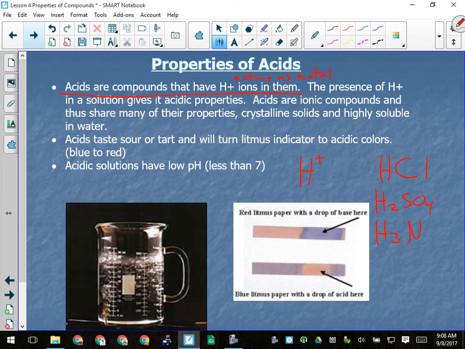The presence of H plus in a solution gives it the acidic properties. Acids are ionic compounds and share many of their properties. They're crystalline solids at room temperature, although we don't ever get them in that form. They're highly soluble in water. They dissolve very easily.